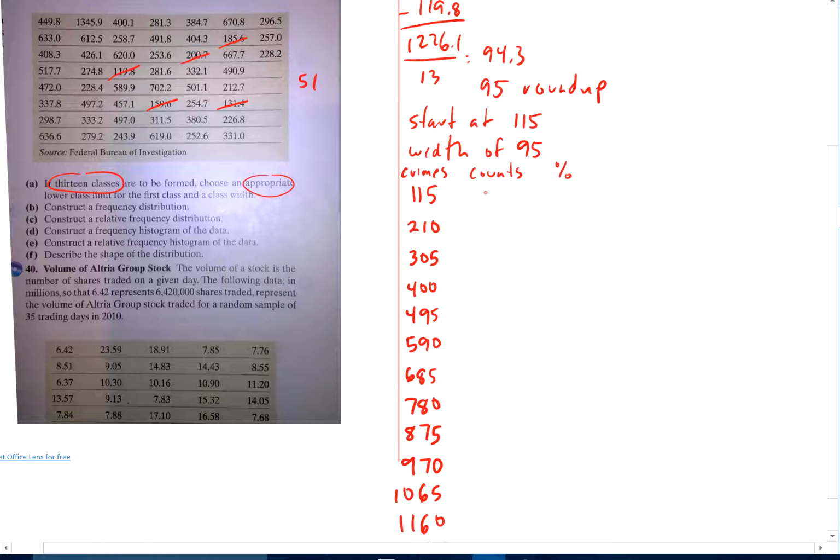So I got 5. I'm going to do tally marks, because then if I have to add one later, it's easy to do. So pause and we'll finish this off.